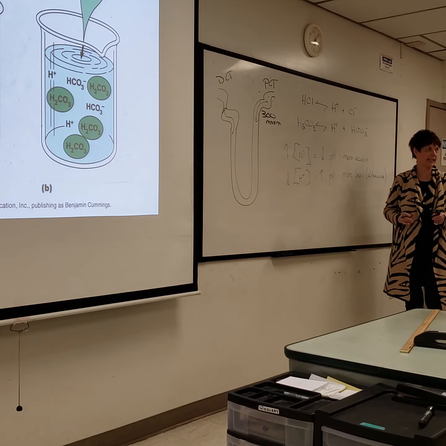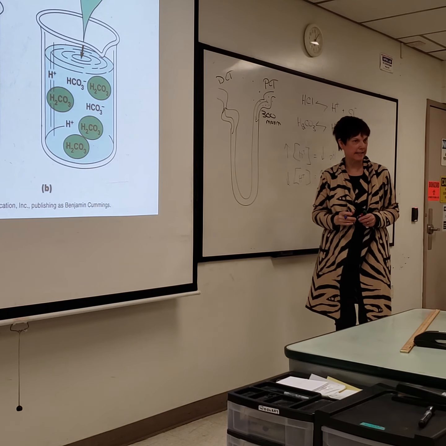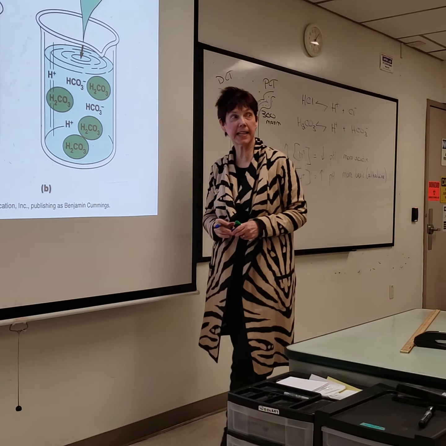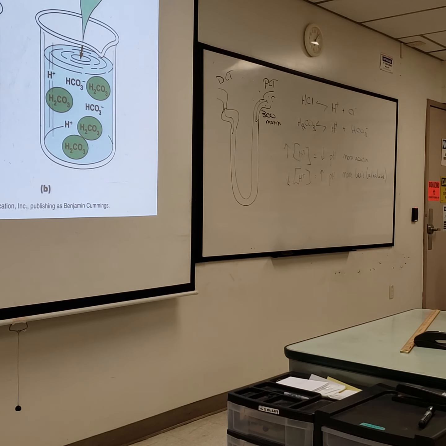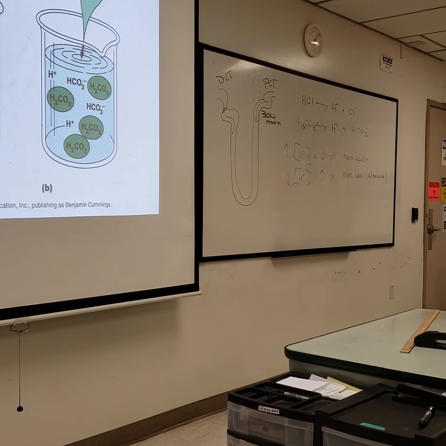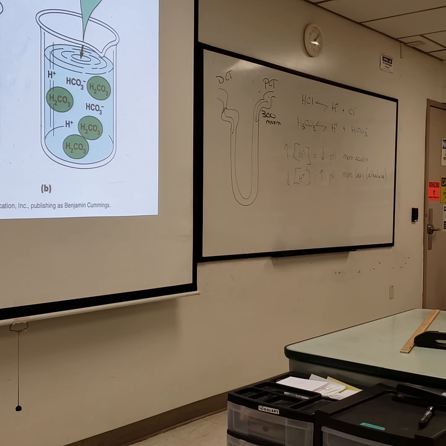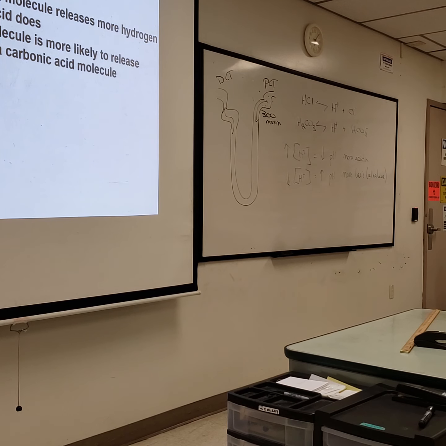So hydrochloric acid is considered to be a strong acid. Carbonic acid is considered to be a weak acid. And yet we just looked at the fact that both of them release a single hydrogen molecule. We get 1 hydrogen ion from every molecule of hydrochloric acid. We get 1 hydrogen ion from every molecule of carbonic acid. So that should help you pick out the correct answer here.